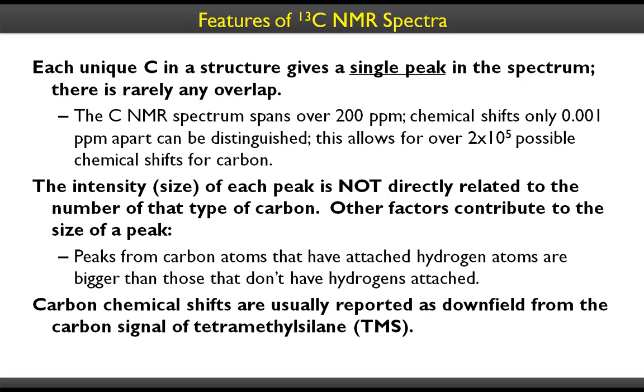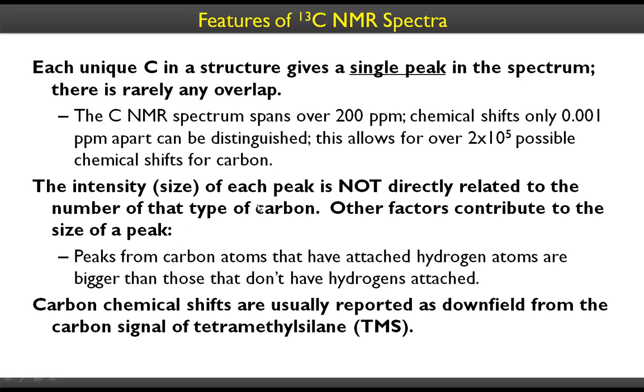Each signal in C13 NMR corresponds to a unique type of carbon, same as in proton. Chemically equivalent hydrogens give one signal, right? All the chemically equivalent hydrogens would produce only one signal, one peak. Chemically non-equivalent hydrogens would produce more peaks. The same is true here. If you have more chemically non-equivalent carbons, you expect more peaks in the carbon NMR. If you have a smaller number of chemically non-equivalent carbons, you see fewer peaks.